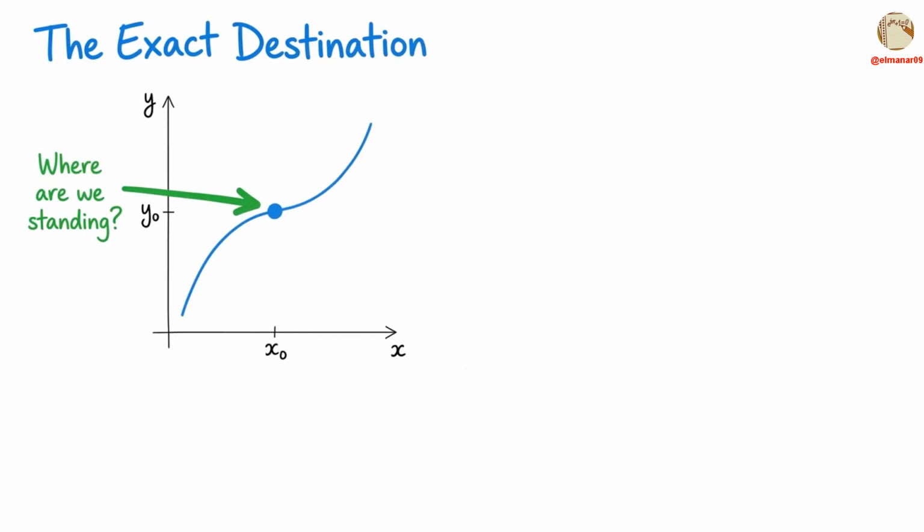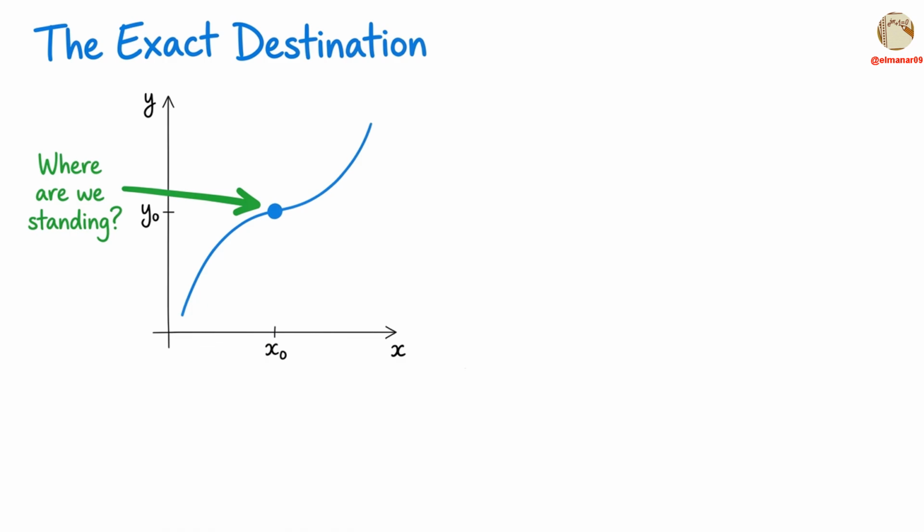Let's start by clearing up a common confusion: the difference between where you are and where you're going. On the left, the exact destination is like looking at a point on a map and saying, I am standing exactly at x0, y0. In math, this is simply the value of the function. f of x0 equals y0.